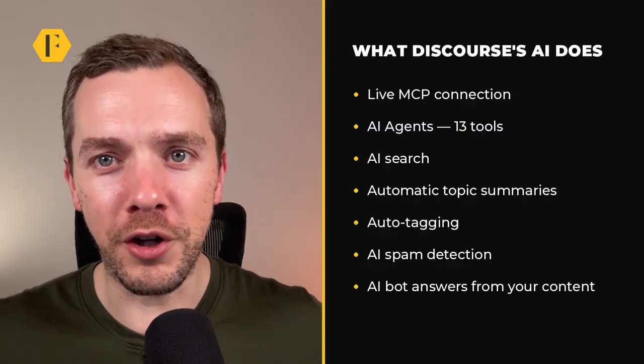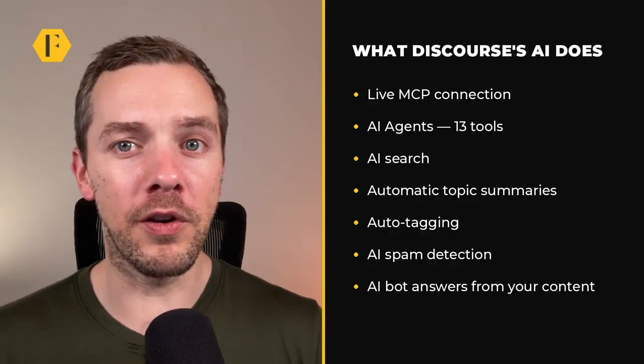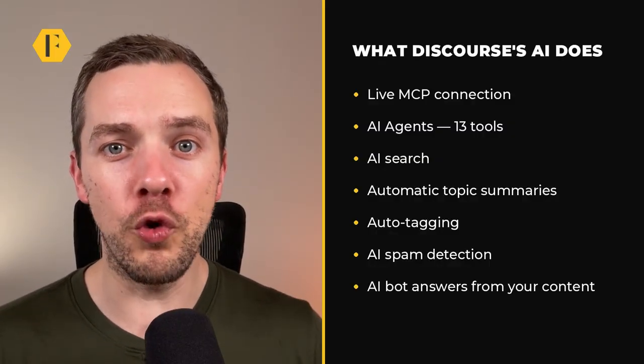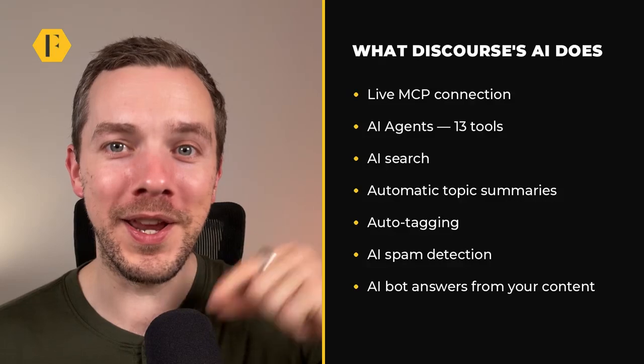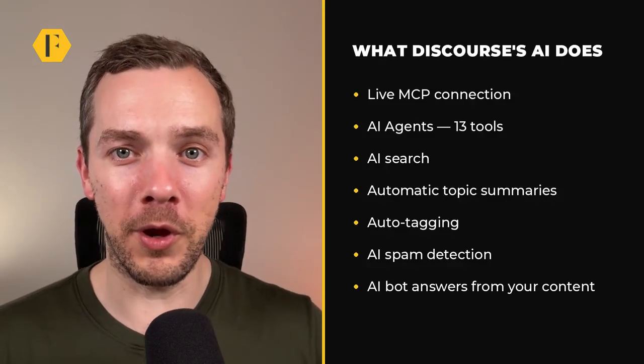There's AI search across the whole community, summaries of long topics. It auto tags new posts. It runs AI spam detection. And there's an AI bot that answers questions straight from your community's content. That's a lot for one capability. And two of these in particular deserve a closer look.